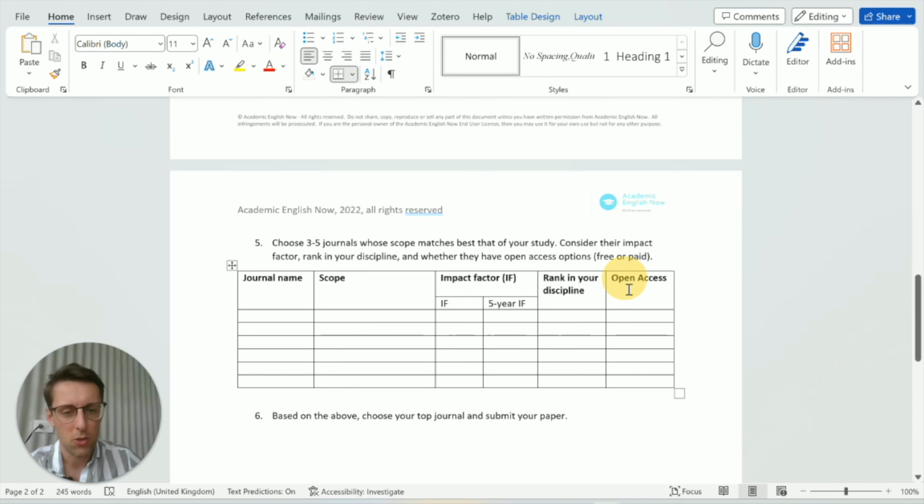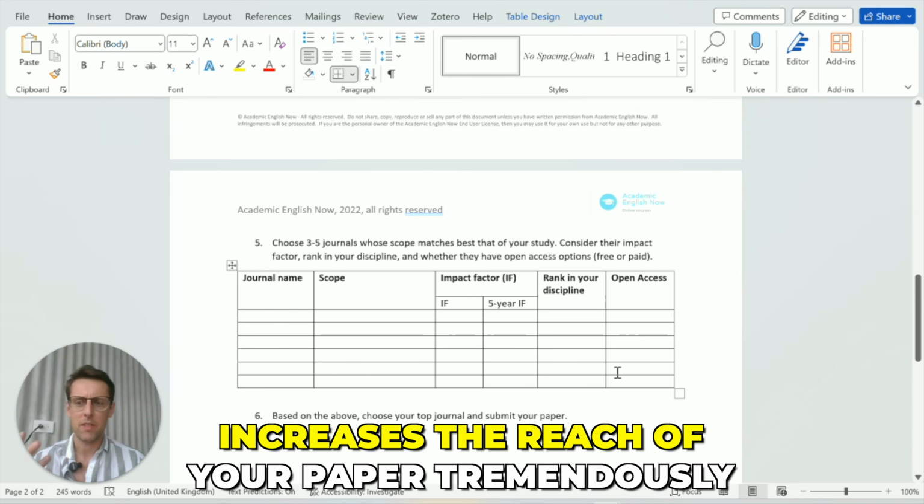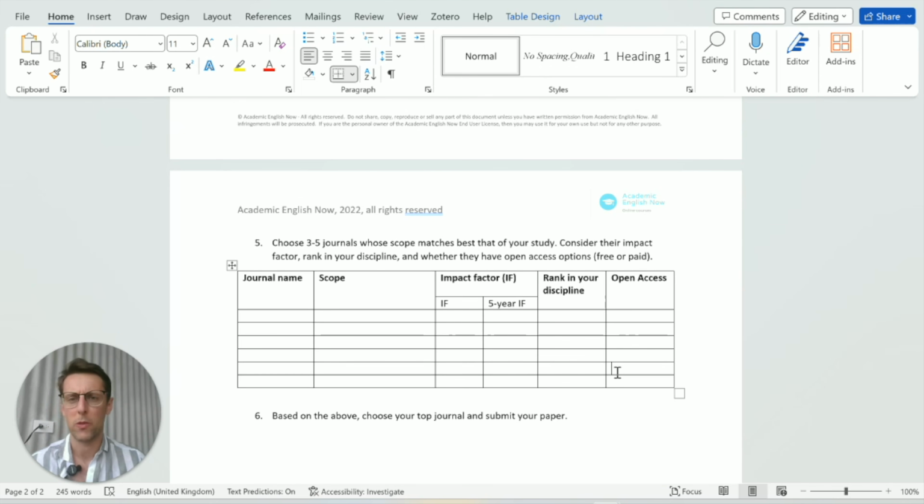And then I'd encourage you to as well look at whether it's open access, because if you can publish in an open access journal, it increases the reach of your paper tremendously, and you will get so many more citations. It's really a great option. And obviously from there, considering the impact factor, rank in your discipline and whether it's open access, you choose the one journal that you want to submit your paper to.